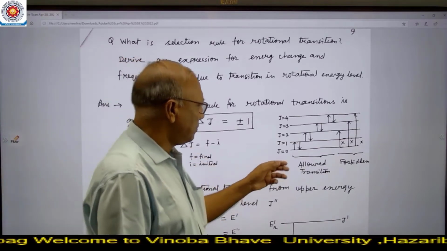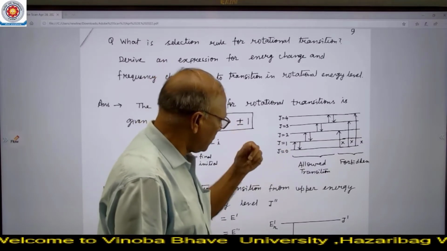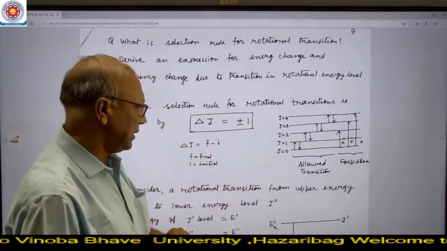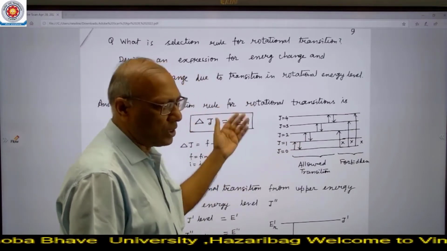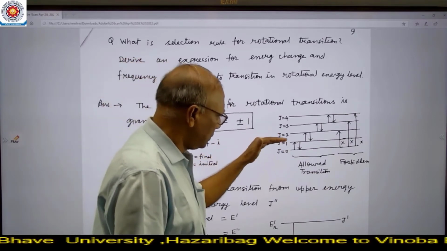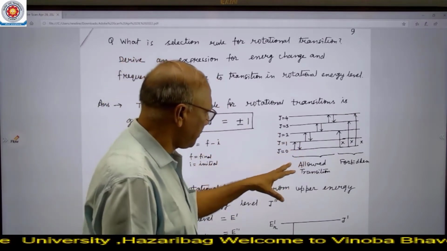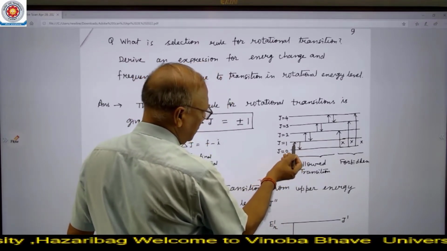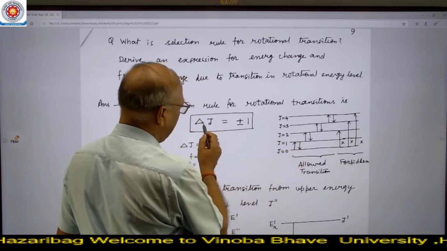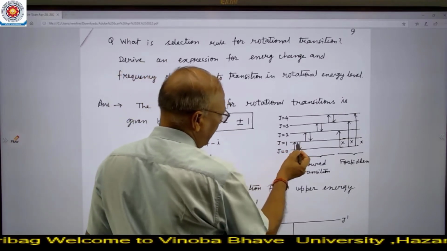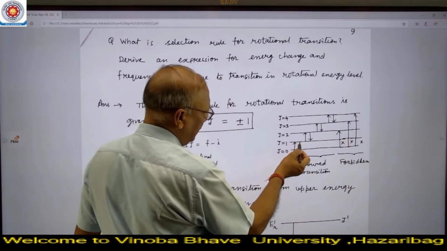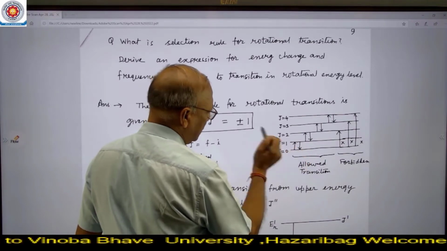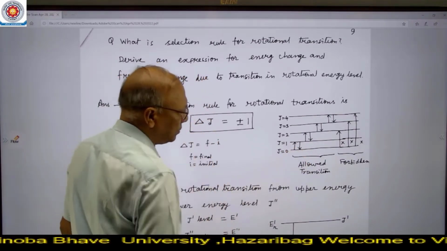That is, from the lower rotational energy level to the upper energy level, which is just adjacent to each other. Either it can go upwards or it can go downwards. So here we have shown some transitions. For example, this is the first transition, J equal to 0 to J equal to 1. This will be delta J equal to plus 1. Similarly, this transition is also valid: J equal to 1 to J equal to 0, meaning delta J is equal to minus 1.